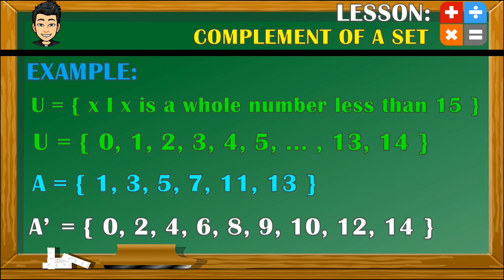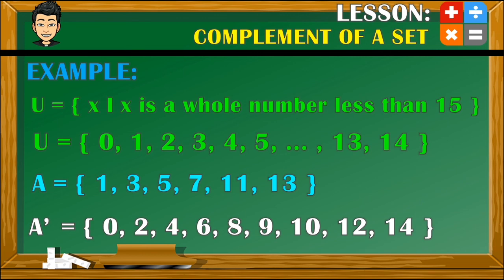So based from our examples, we can conclude that we cannot give the complement of a given set if the universal set is not given, because the universal set will be our basis in obtaining the elements that are not found in the given set. So those are the things that you need to remember in dealing with the complement of a set.